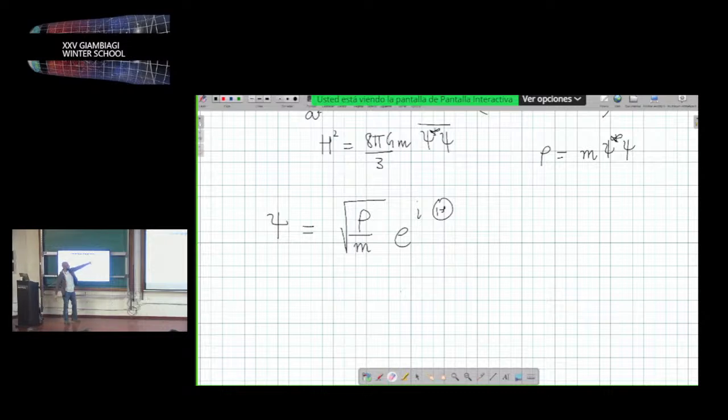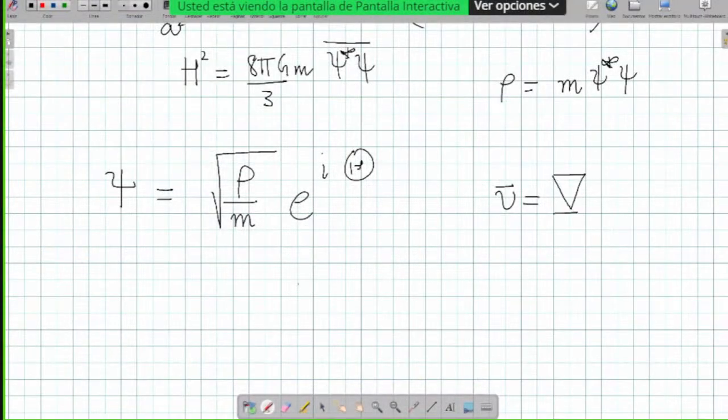Rho you should think about as the mass density. Theta is a phase, but we are going to make one definition which will make everything work out in the way that I want. I will define a velocity as a gradient of this phase. There's a small velocity that I'm defining as a gradient of this phase. You now plug this into the Schrodinger-Poisson system, and the equations we get for rho and v are the following.